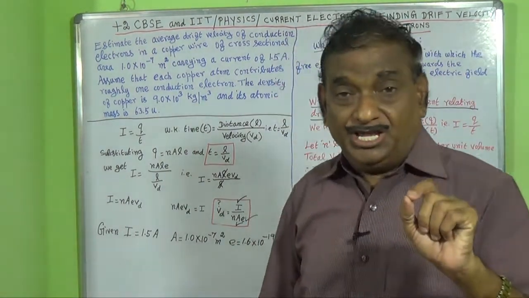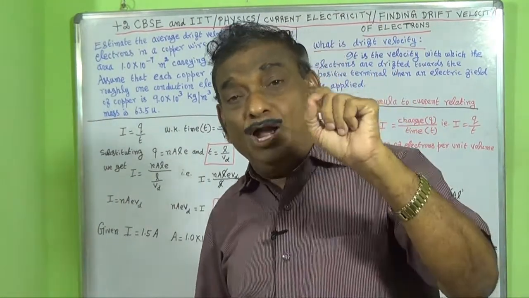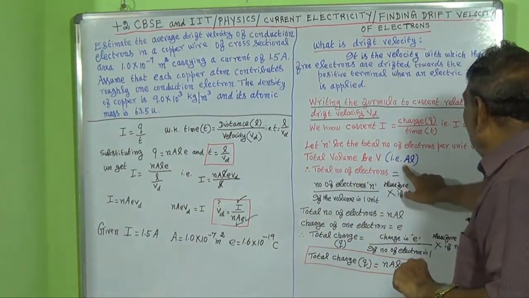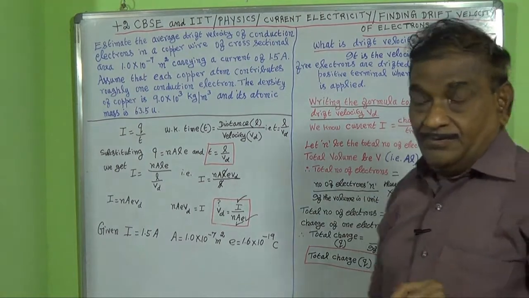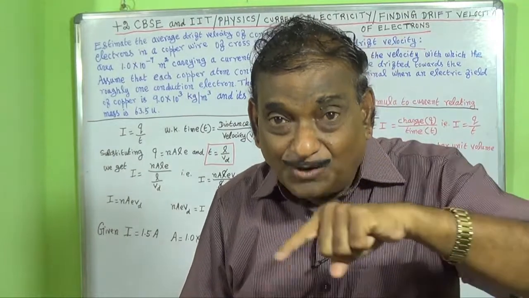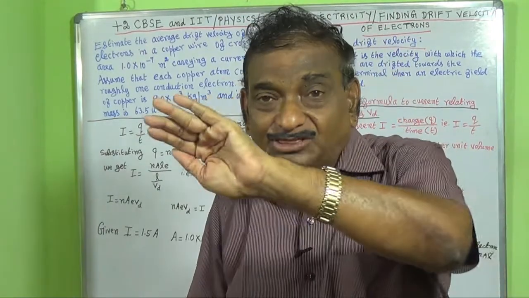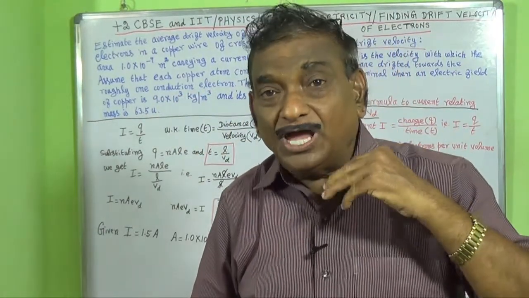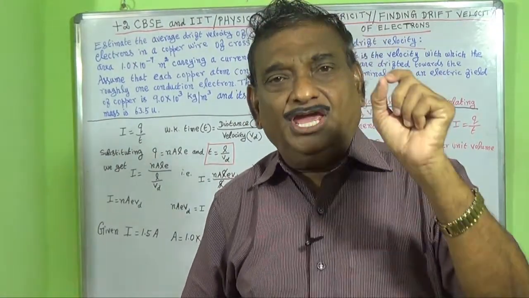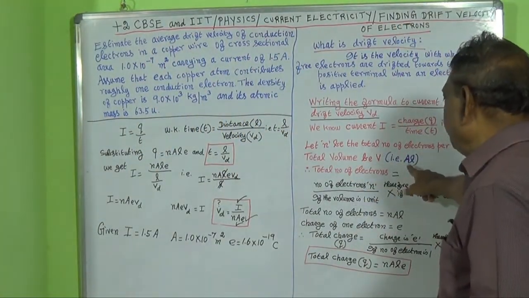We are also considering the total volume as V. The total volume, that is capital V, is written as area into length. What is the area here? The area is the cross-sectional area of the conductor taken. What is L here? L is the length of the wire. We know that volume equals area into height. In this case, we are taking area into length. So that is the total volume.